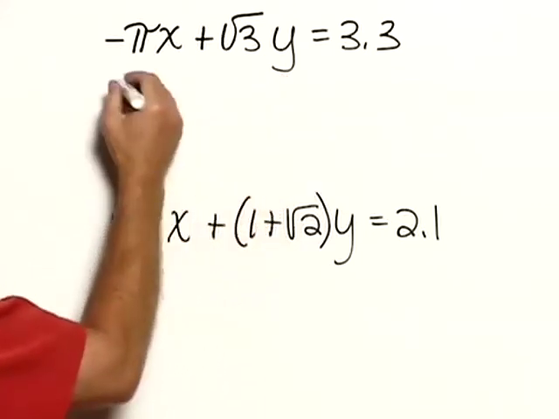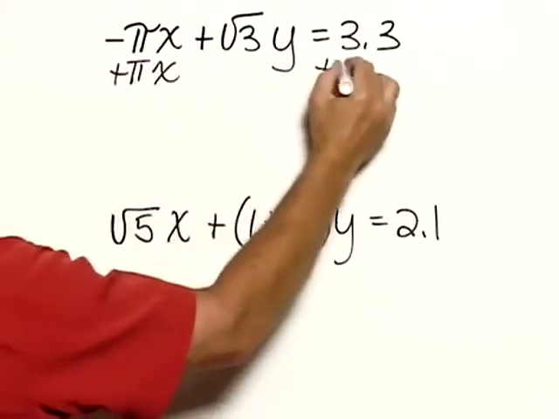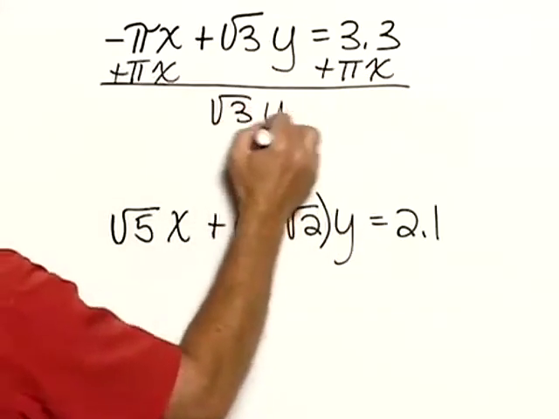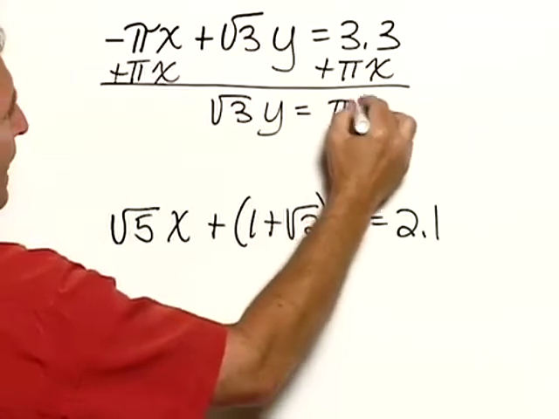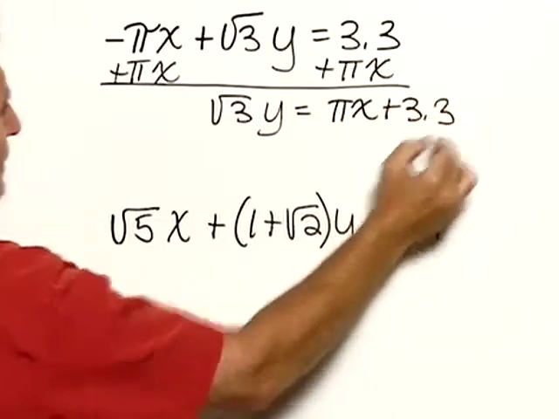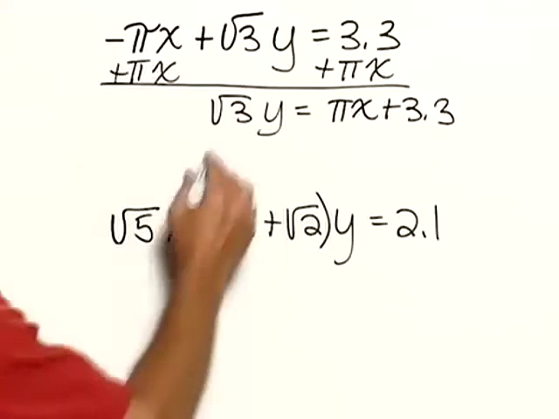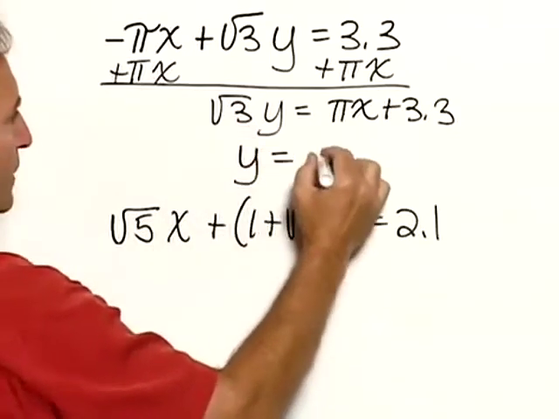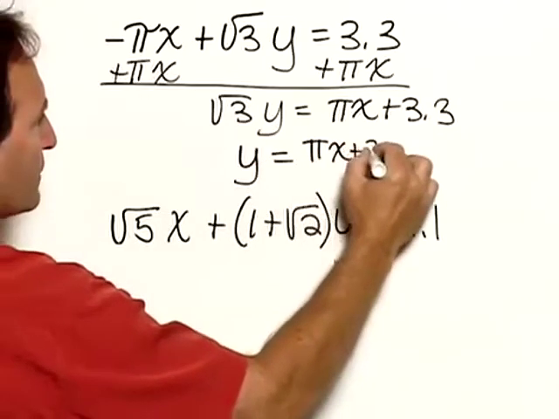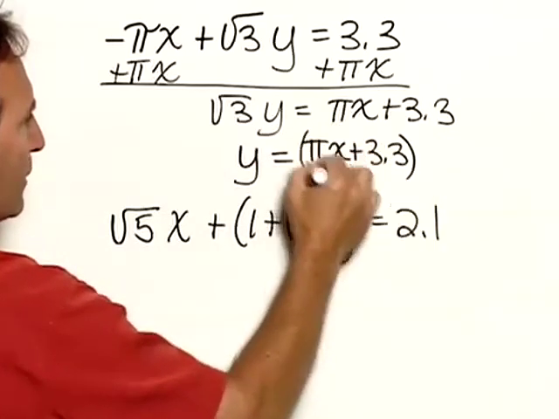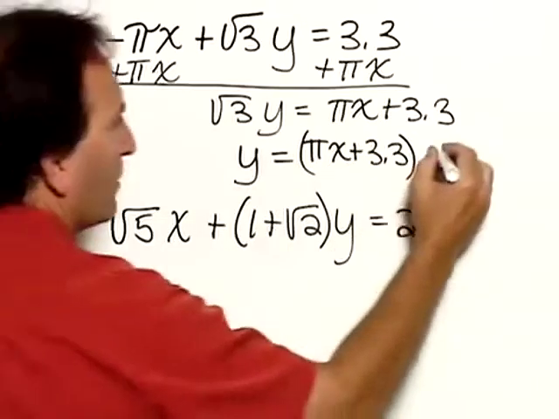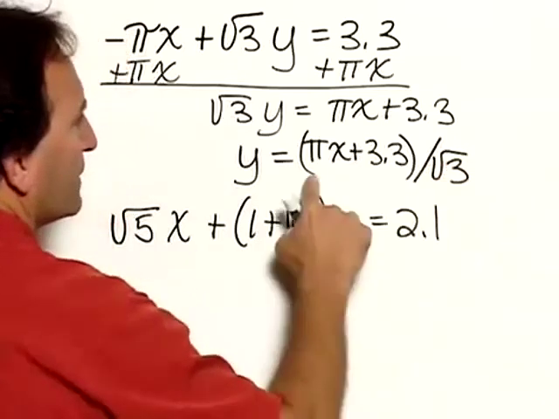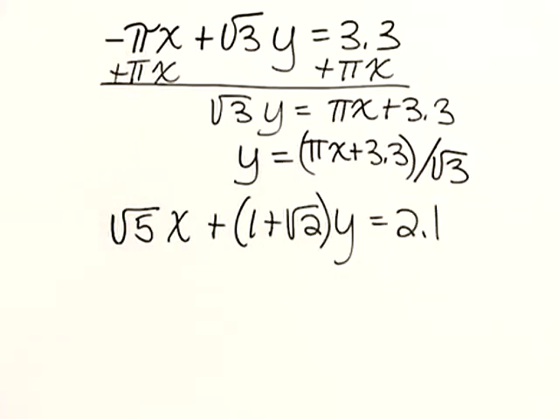In this case, we need to add pi x to each side. The result is the square root of 3 y equals pi x plus 3.3. Now we need to divide each side by the square root of 3 so that we get y equals pi x plus 3.3. I'm going to put that in parentheses and then put the diagonal slash with the square root of 3, because this is the way we'll have to enter it into the calculator.